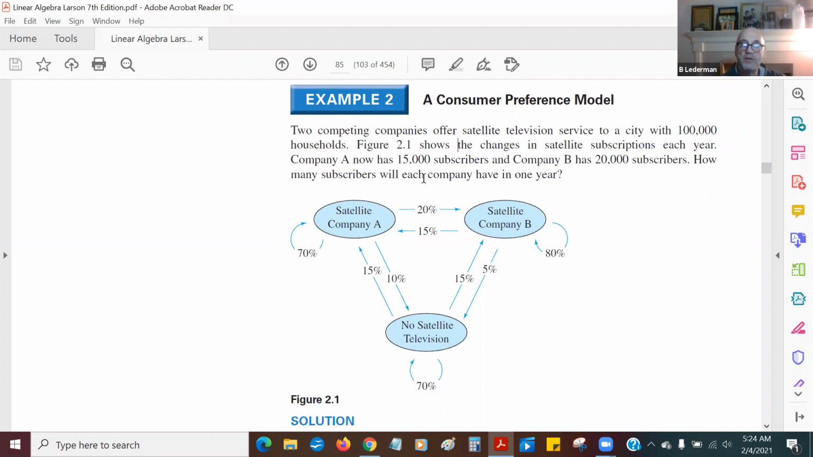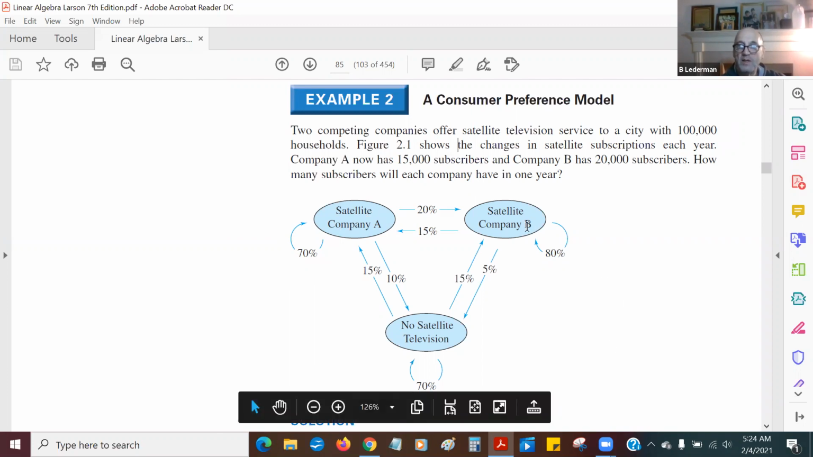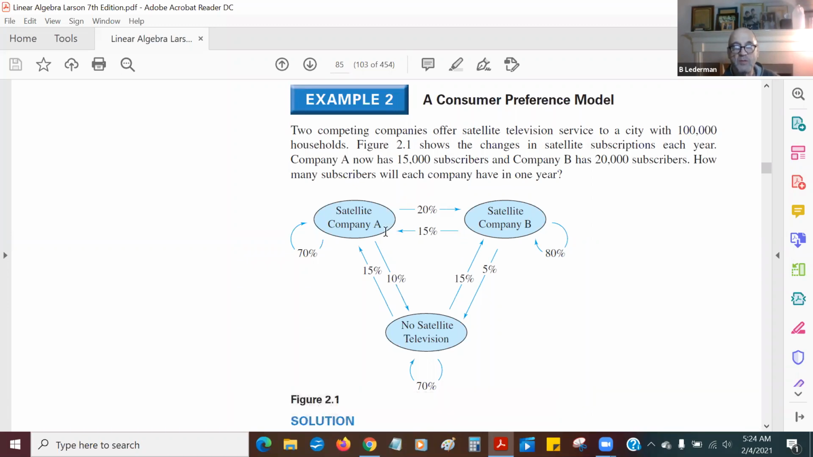Anyway, how many subscribers is each company going to have in 1 year? So this says here, if you're with A, there's a 70% chance you're just going to stick with A. There's a 20% chance you're going to go from company A to company B, and there is a 10% chance that you're just going to give up satellite TV altogether. If you're with company B, there's an 80% chance you're going to stick with B. There's a 15% chance you're going to migrate over to A, for whatever reason. And there is a 5% chance you're going to give up satellite altogether.